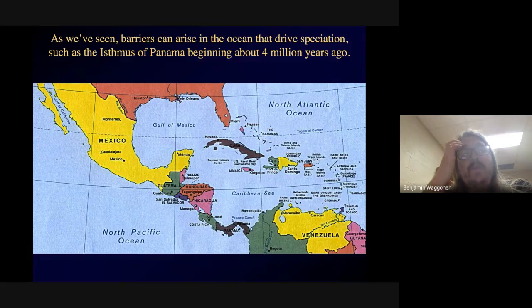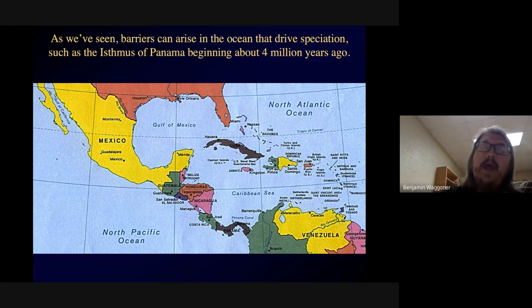You've already seen this slide. You saw this in the context of evolution when we were talking about how new species form. And new species form when you get a barrier that takes a population and splits it. So you now have two populations that can't easily exchange members. So about 4 million years ago is when the Isthmus of Panama formed, connecting North America to South America.